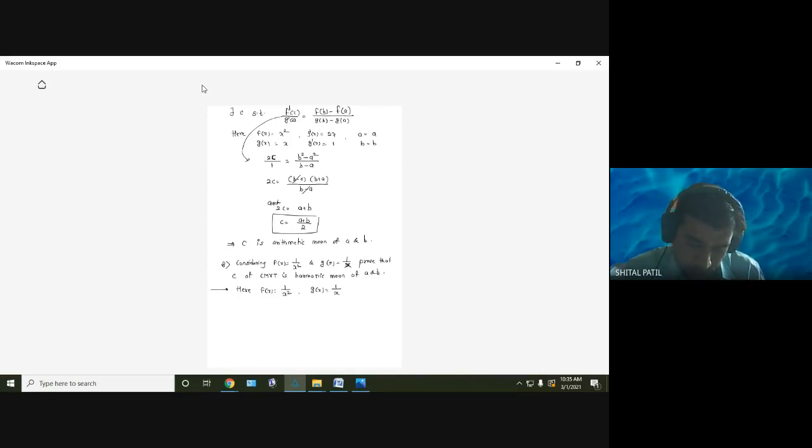Let's solve. Right here, f of x equal to, and what is the geometric mean of ab? Root of ab. Right. I'll write. Is any other mean there? Okay, let's solve.